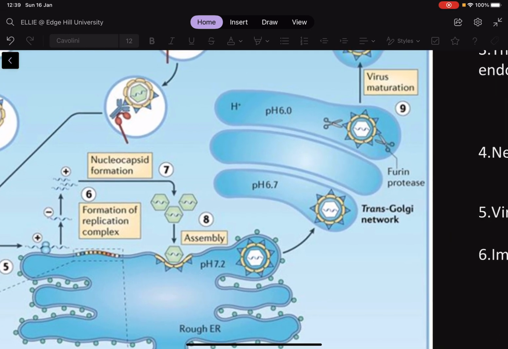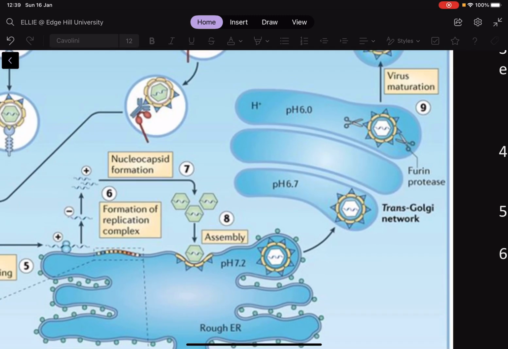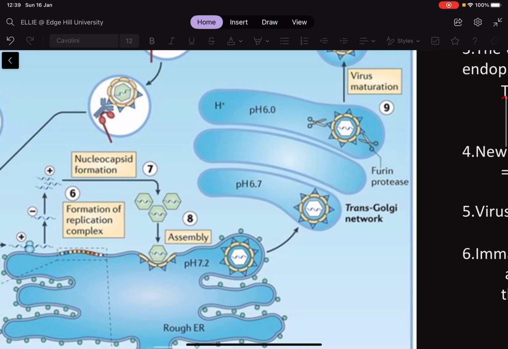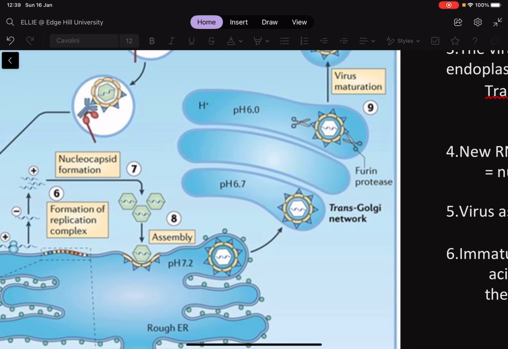At this point, all you've got is a bit of RNA inside a capsid, inside a protein. At the assembly point, all the genes in the RNA are translated, and it's assembled into a full virus particle. We get all the other membranes coming out, which is what you've got here. See how it goes from just being a nucleocapsid to being a full dengue virus particle. Make sense?